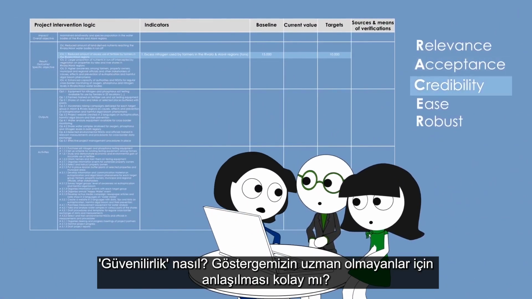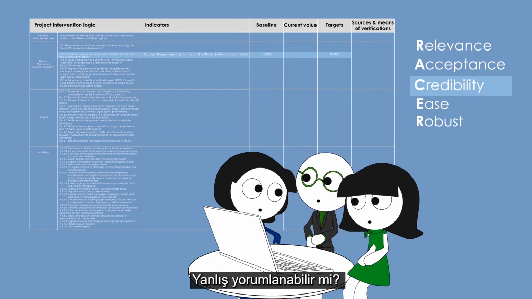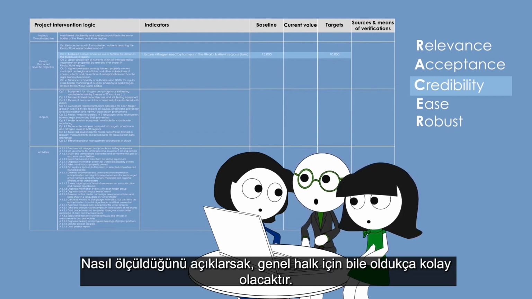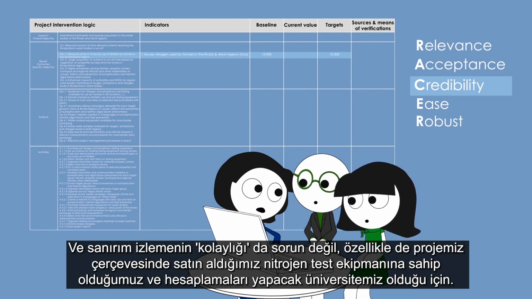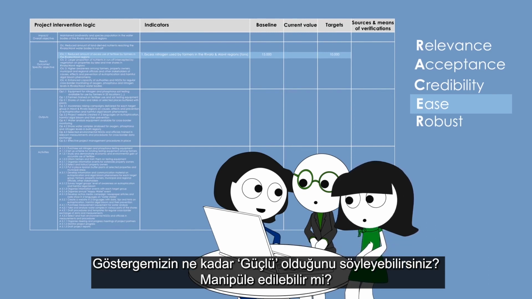How about the credibility? Is our indicator easy to understand for non-experts? Could it be interpreted wrongly? I guess it is quite straightforward. If we explain how it is measured, it should be quite easy, even for the general population. We could ask the regional newspaper to write an article on it if needed. And I suppose the ease of monitoring is not a problem, especially since we have the nitrogen testing equipment to be purchased in the framework of our project, and the university to do the calculations.